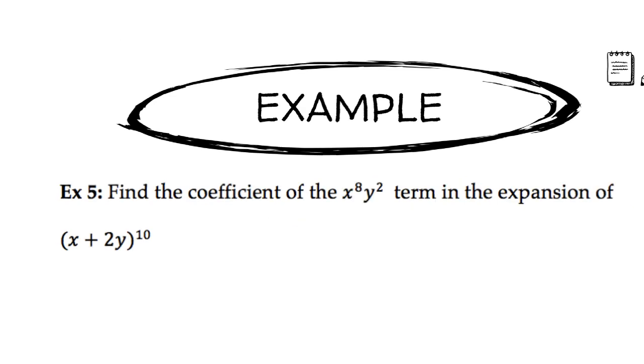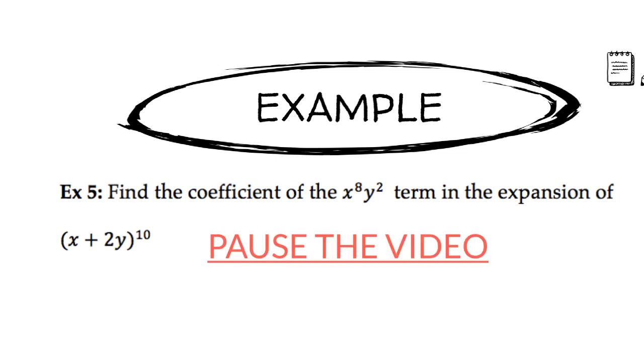Okay, that's enough expanding. Let's see if we can use what we know about expanding binomials to find the coefficient of a particular term in the expansion. Let's see if we can do it without expanding the entire thing. Pause the video and see if you can figure out what the coefficient of the x to the 8th y squared term would be in the expansion of (x + 2y) raised to the 10th power.